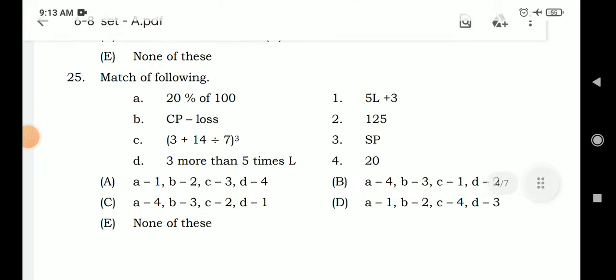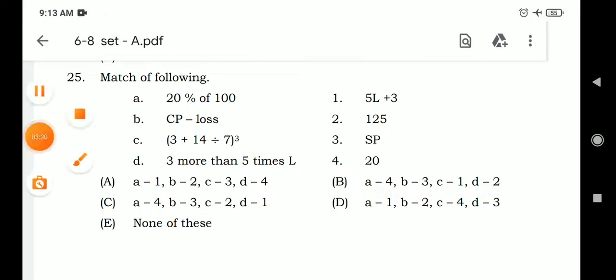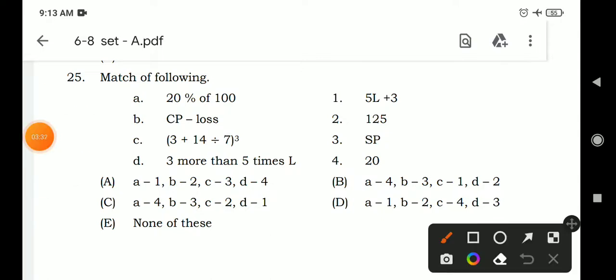Okay, now come to question number 25. In question number 25 you have to match the following. So look here how we will do the matching of these questions. First is the 20% of 100, and what is 20% of 100? That is 20. And CP minus loss will give you the SP. Now 3 plus 14 divided by 7 is an interesting question. Look here, many students do it like this: 3 plus 14 is 17, divided by 7, and this will be wrong. What is the correct way for this? You will use the BODMAS rule.